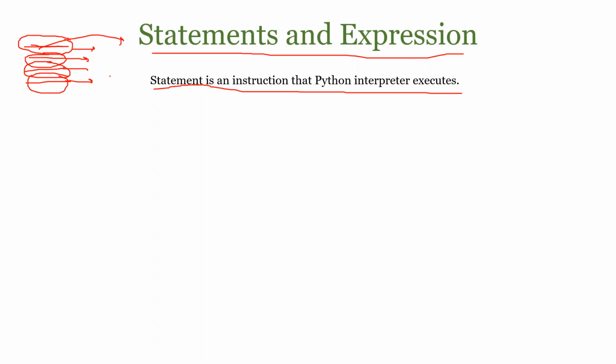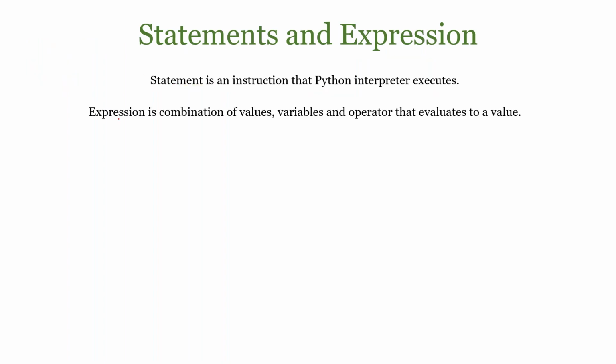So you cannot execute anything in Python, right? There has to be something complete which the computer can understand and execute and give you output. To get this output, there has to be something in it, and that something which is executable is called a statement. Okay, fine. Whereas an expression is the combination of values, variables, and operators that evaluates to a value.